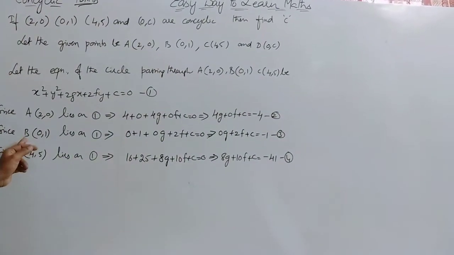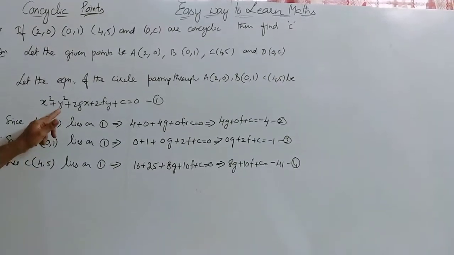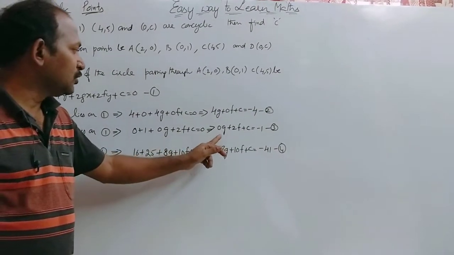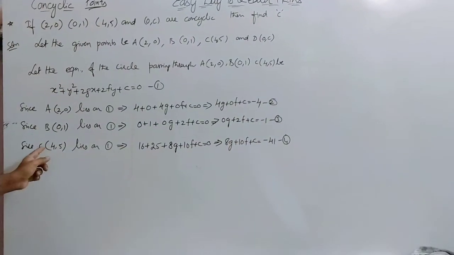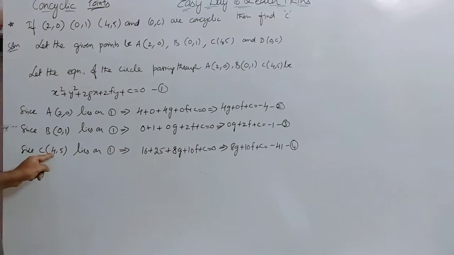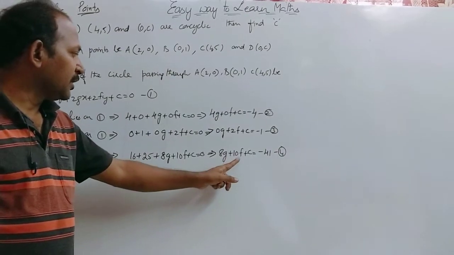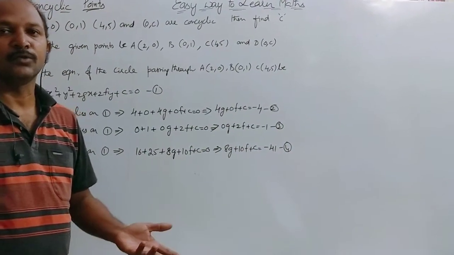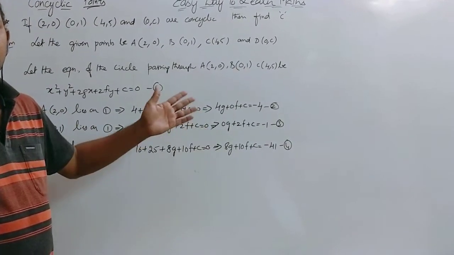And let us substitute B in this equation. In place of x we substitute 0, and in place of y we substitute 1, and hence it becomes 0g plus 2f plus c is equal to -1. And similarly, C is also a point on equation 1. Let us substitute x equal to 4 and y equal to 5, so that it becomes 8g plus 10f plus c is equal to -41. And again same procedure. By using these three equations, we have to find the values of g, f and c.